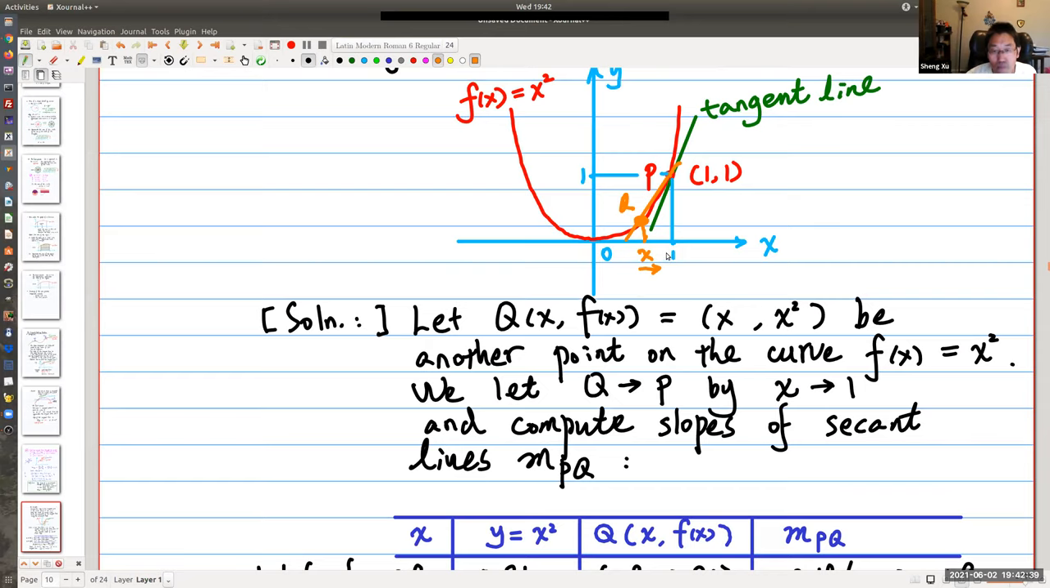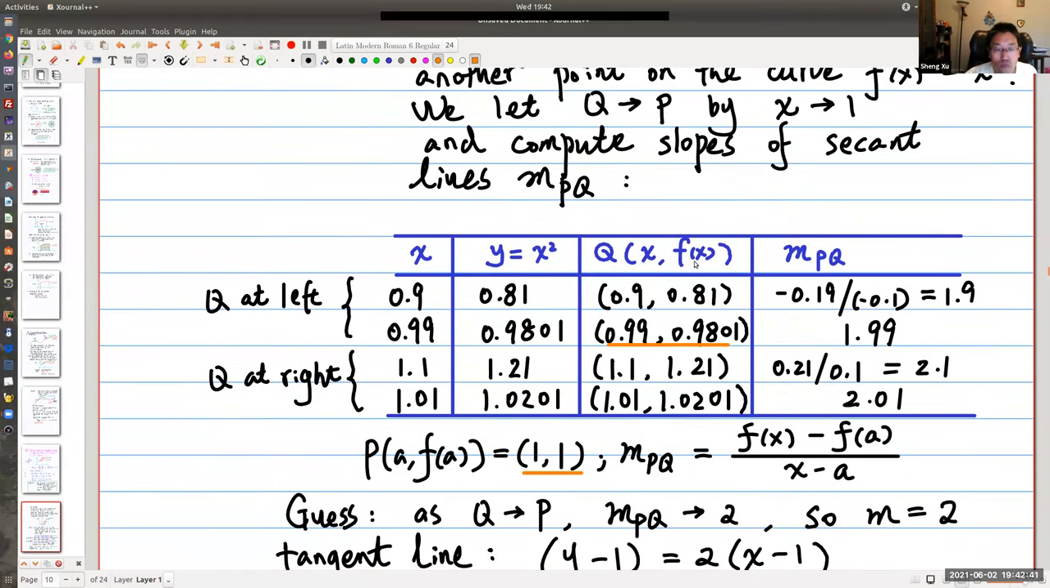0.9, 0.99. How about I use a bigger x, say 1.1. Now Q is to the right of this point. If you use 1.1, then y is 1.21. So I have a Q point, (1.1, 1.21). What's the slope of the second line, PQ? 1.21 minus 1 is 0.21, 1.1 minus 1 is 0.1. The ratio is 2.1. So that's the slope of that second line. Again, I'm making this Q even closer, so x equals 1.01 now. You compute y, x squared, you get the Q point, you compute the slope. Now the slope is 2.01.